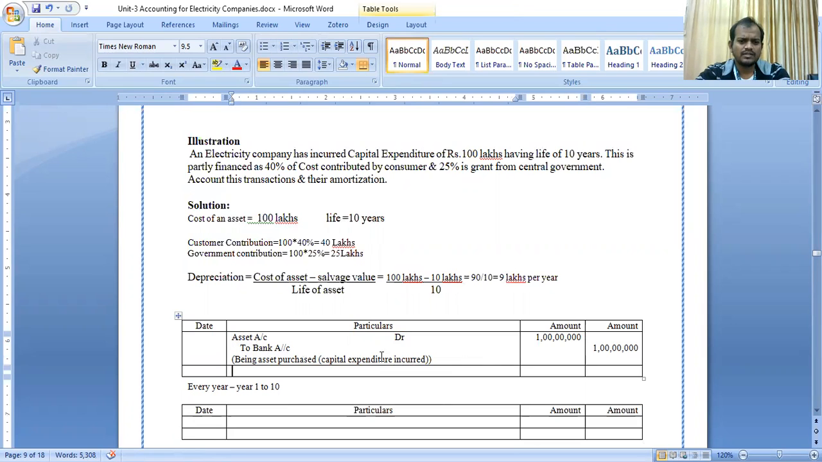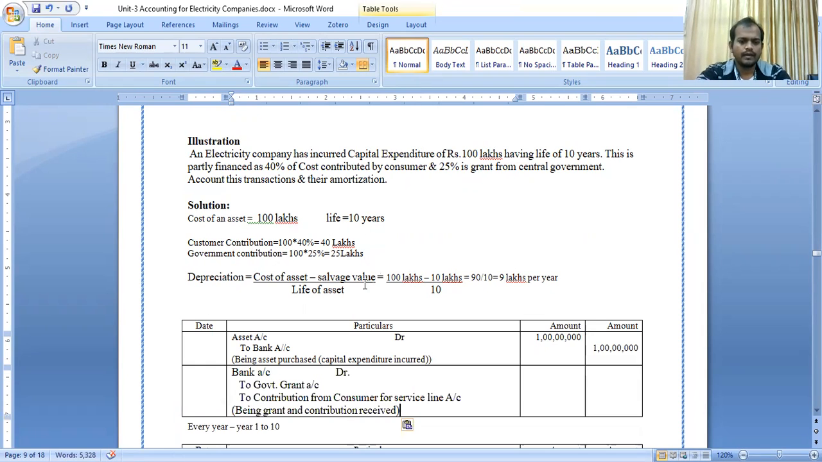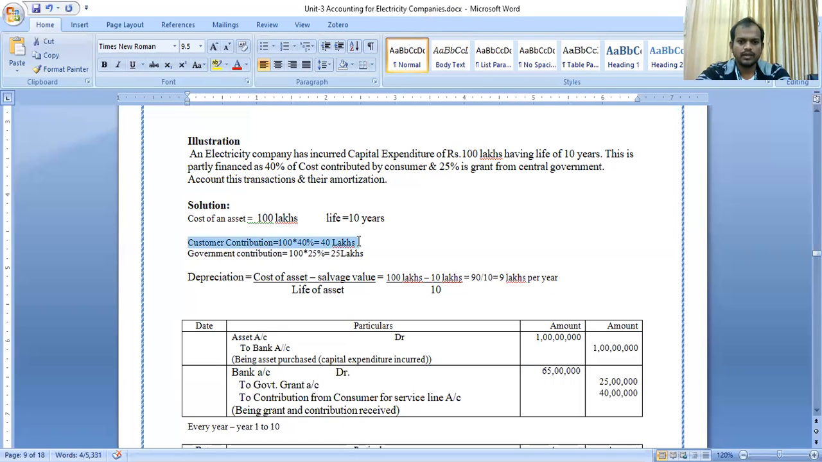In respect of this capital expenditure, this company received a grant from the government as well as a contribution from the customer. So bank account debit to government grant account and to contribution from the customer service line account. Bank received 65 lakhs, because 25 lakhs from the government and 40 lakhs from the customers.